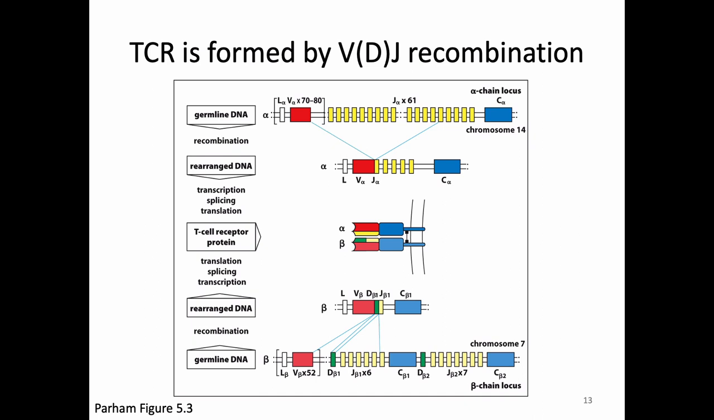I also forgot to tell you this fun fact when I talked about the stuff before. RAG1 and RAG2 are only expressed in B cells and T cells, which are the only cells that have this great diversity process.